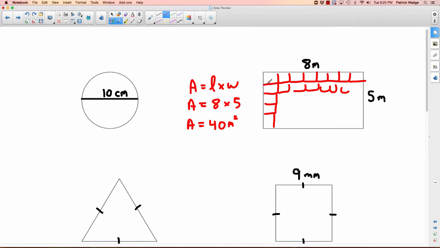Each one of these is a meter by a meter. Each one of them is 1 meter squared. And how many does it take to fill in the whole thing? It takes 40 of those. So you have 40 meters squared. 40 of these little squares, each one of which is a meter squared, are needed to fill in the space of this rectangle. So that's your first answer, 40 meters squared.